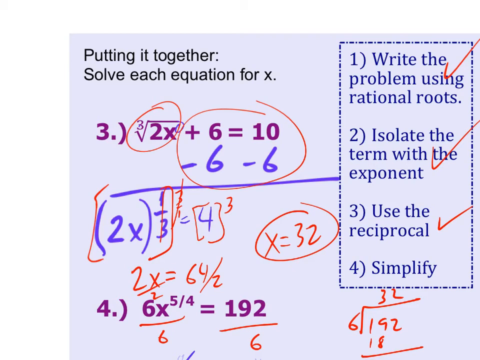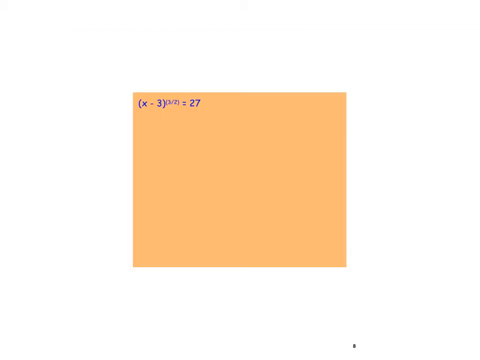And again, dividing by 6 was isolating the term. It was written already as a rational root with 5/4. Use the reciprocal, and then simplify, which is just taking this 32 to the 4/5 and turning it into 16. That is the simplifying step. Okay, a couple more here.